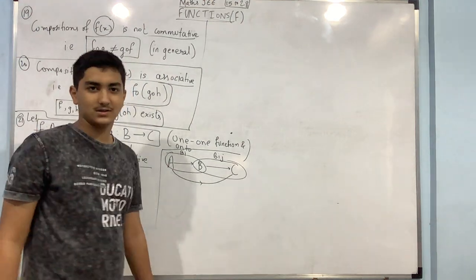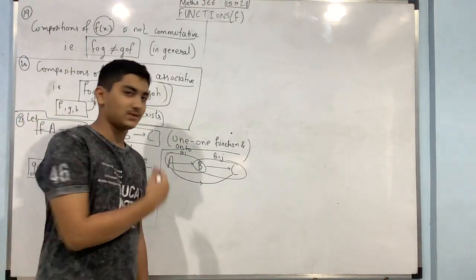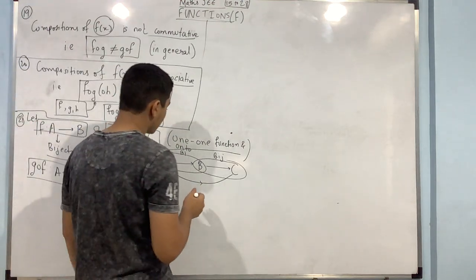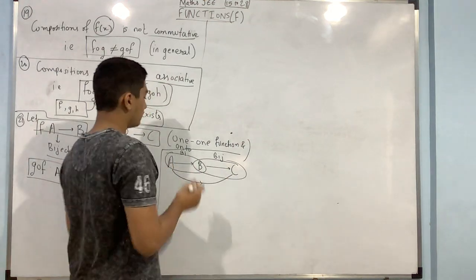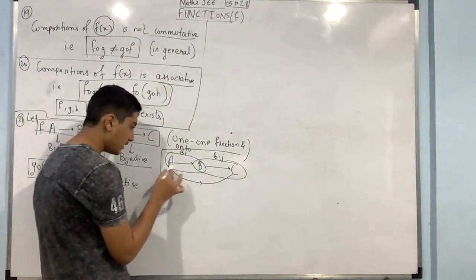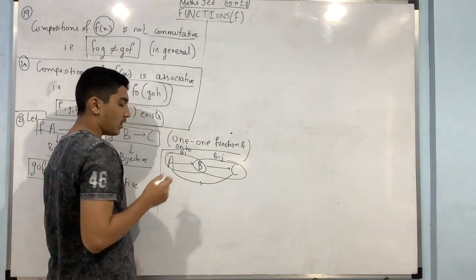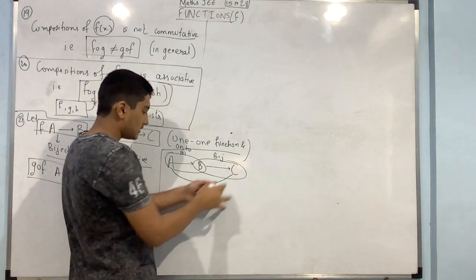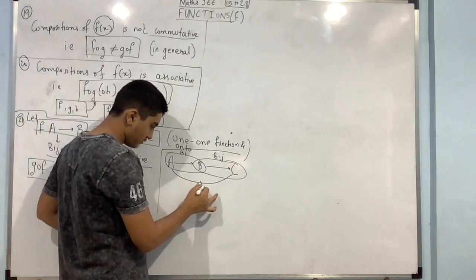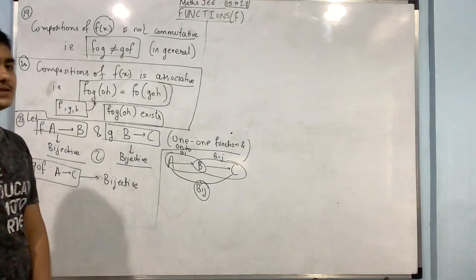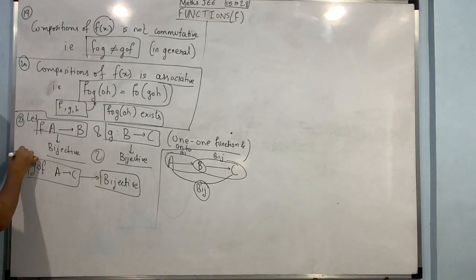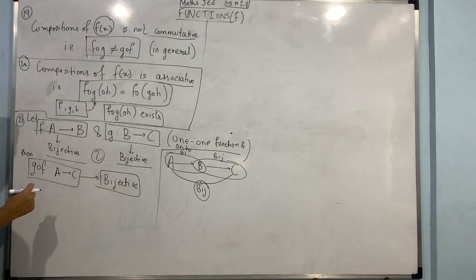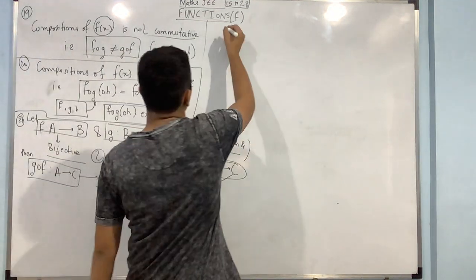This is maths, so focus on maths. See, I told you elements are connected, so A and C will also be connected, but now we are talking about bijective. If A to B is bijective and B to C is bijective, automatically A to C and C to A will be bijective. Of course, this is an easy concept. Okay, easy points.